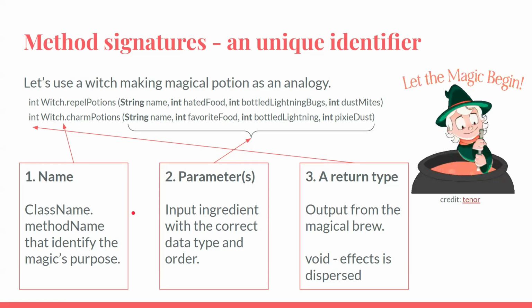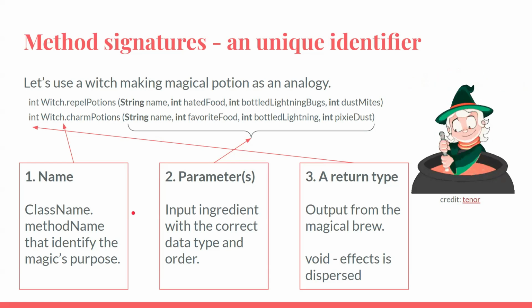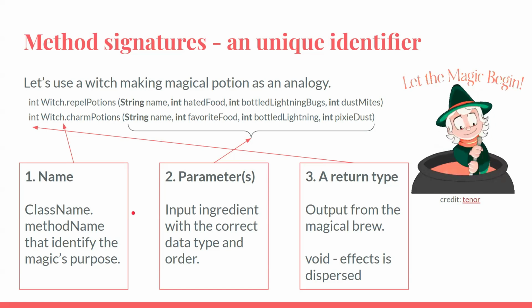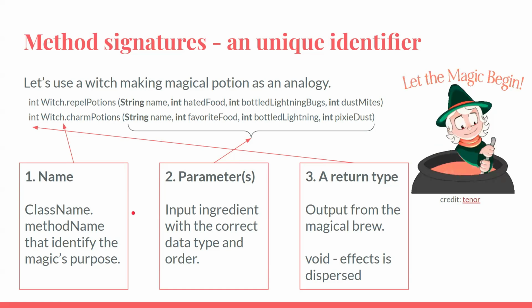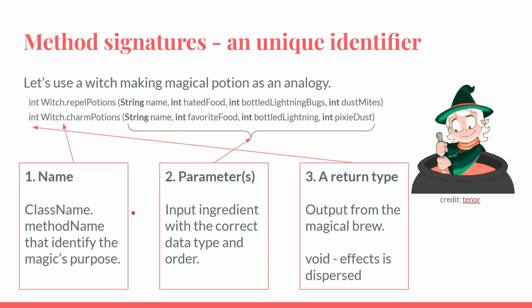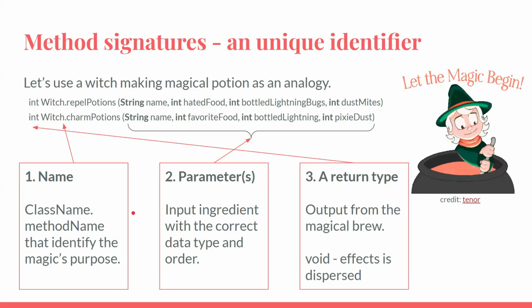The first part of the name indicates the method's purpose. The full name is the combination of class name dot method name. The second part is the parameters. These are the input ingredients for the correct data type in order. Finally, there is only one return type that indicates the result of the magical brew. Sometimes the magical effect is dispersed into the world. Then void is used as the return type. All three combined together form the method's unique signature, like your signature.